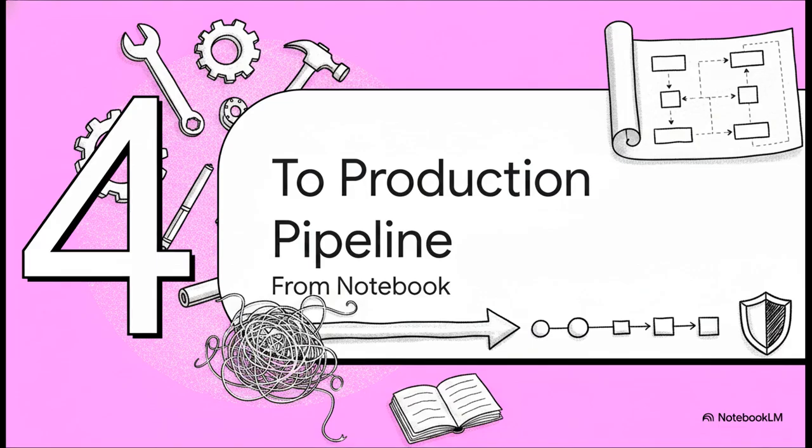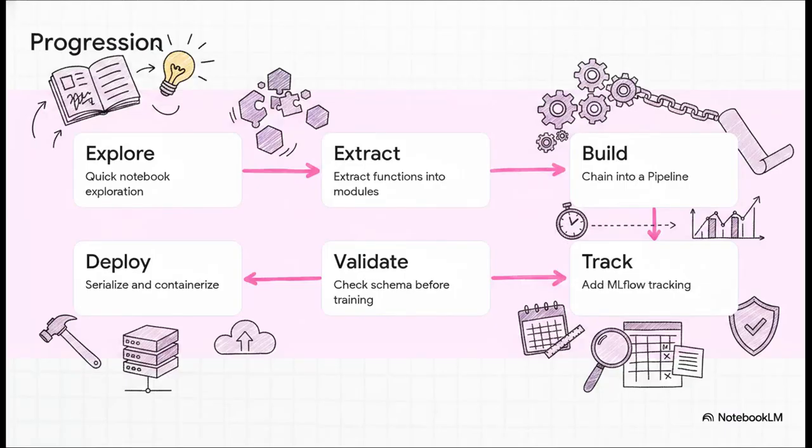Section 4, Notebook to Production Pipeline. Let's move to the actual blueprint and see how this builds into a robust production system. Taking that messy notebook and transforming it, chronologically, you're going to start with step 1, notebook exploration. This is great for testing feature ideas quickly, but then, and this is key, you must extract those functions into dedicated modules. Step 2 is building and chaining those transformations into a formal pipeline object like we talked about.